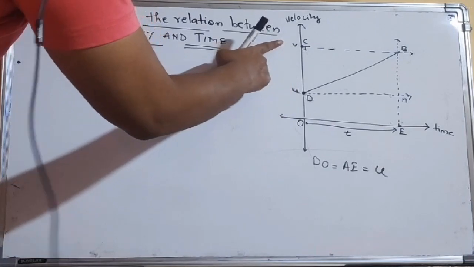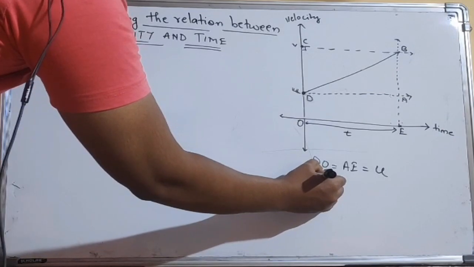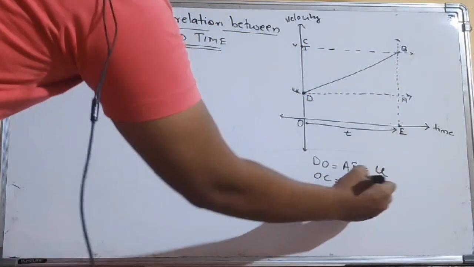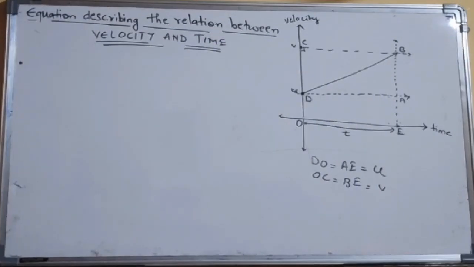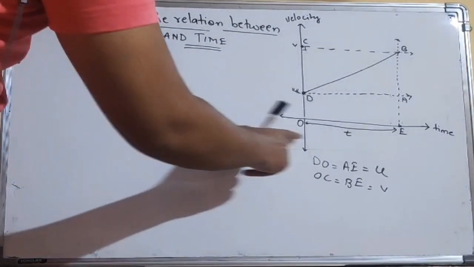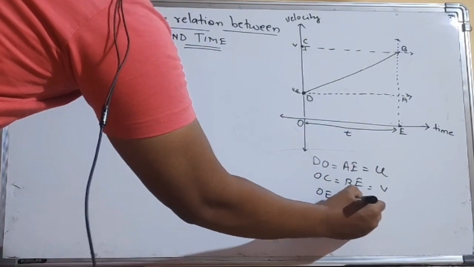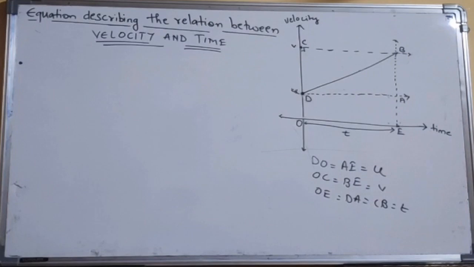Then the final velocity is OC. So OC is equal to BE is equal to the final velocity V. Then you have the time period: OE is equal to DA is equal to CB is equal to T. Students, keep these initials in your mind because we are going to use the same initials for all the three equations.